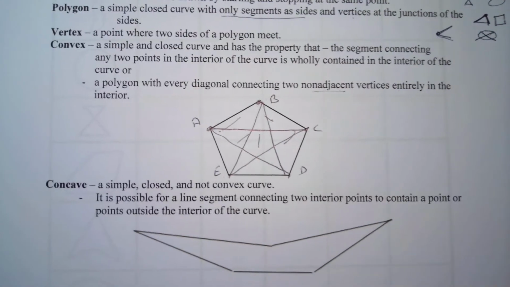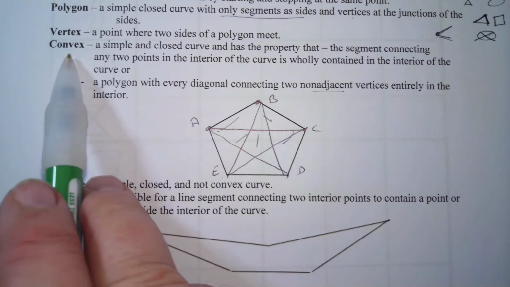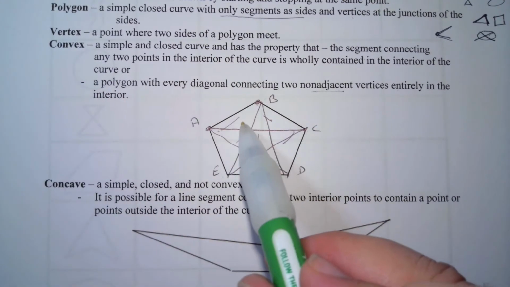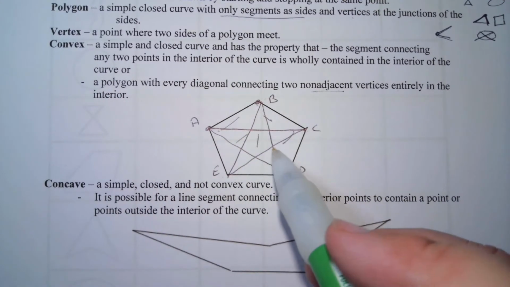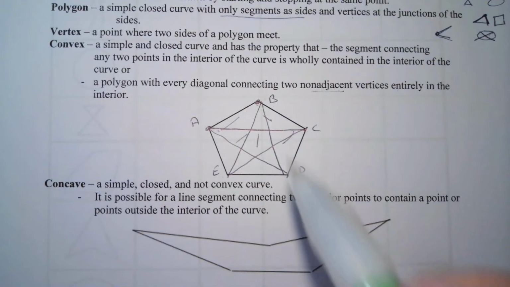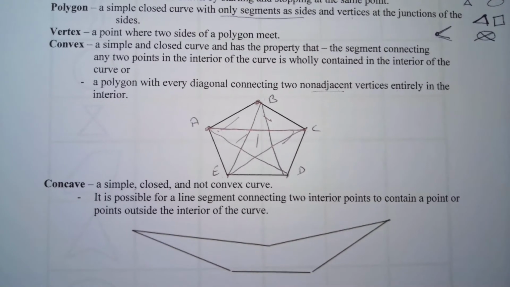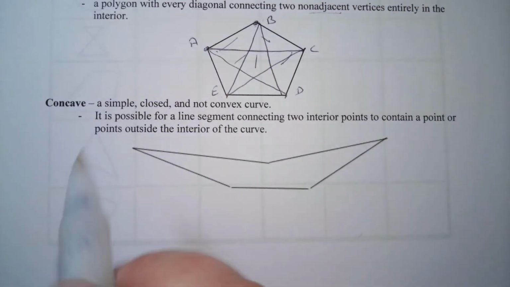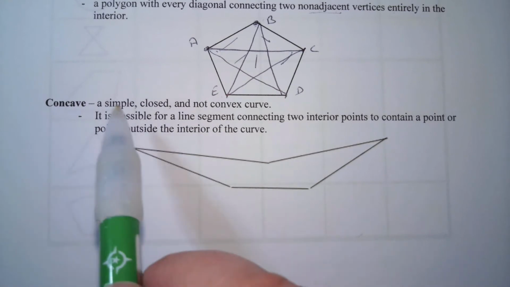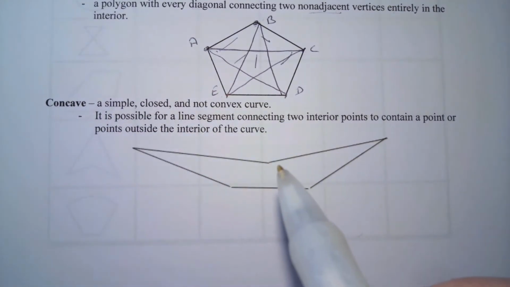And it sounds like a pentagram. It does help. I'm sorry, but that's what it's saying. That's how we know it's convex: if every line segment, or every diagonal we can connect from the non-adjacent points, is inside the polygon. A concave polygon is a simple closed non-convex curve.